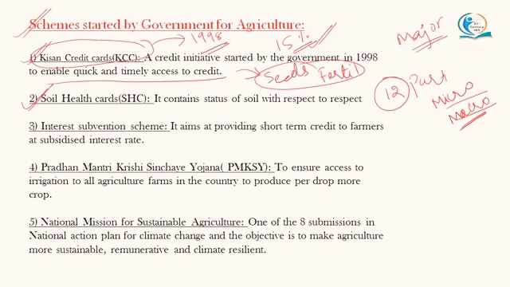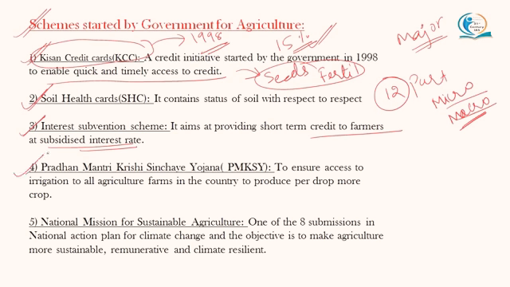The most recent scheme is the interest subvention scheme. It is also a kind of credit to the farmers which is given at subsidized interest rates. That is, the interest on the premium is reduced if a farmer pays the interest to the bank regularly.